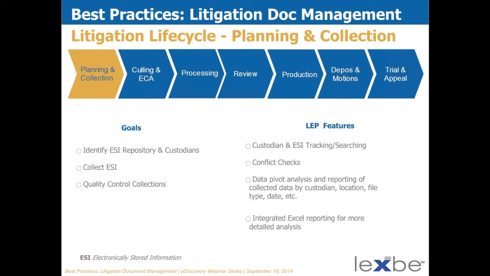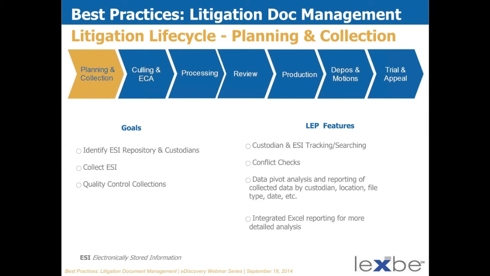So the goals of the planning and collection stage are relatively straightforward, but critically important to the case. Primarily, ESI sources, repositories, and custodians need to be identified. Very important information to establish early on with respect to accomplishing what you need to in a Rule 26(f) conference. Then the electronically stored information needs to be actually collected, and quality control procedures need to be applied to determine if that collection has been effectively carried out.